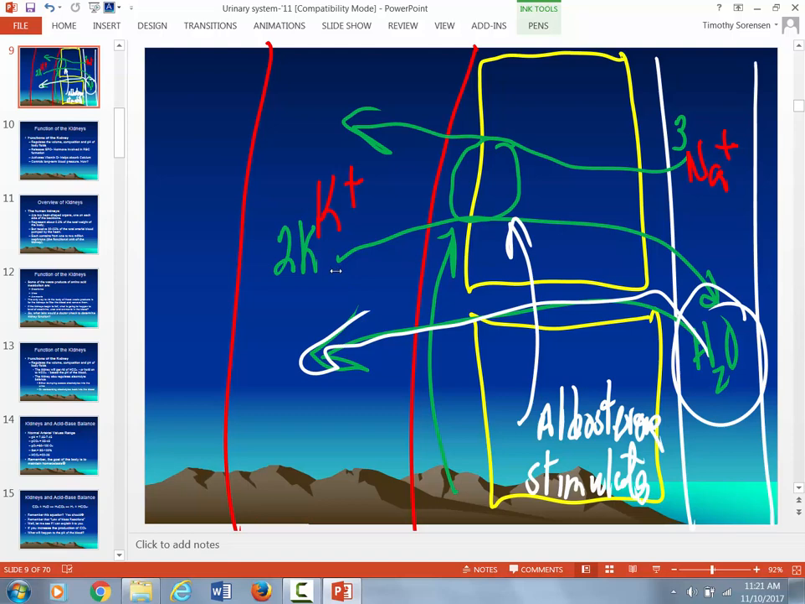The only way to get rid of potassium in your body is to pump it out of the blood. What pumps it out of the blood? The sodium-potassium pump. Say yes. Who's following this?